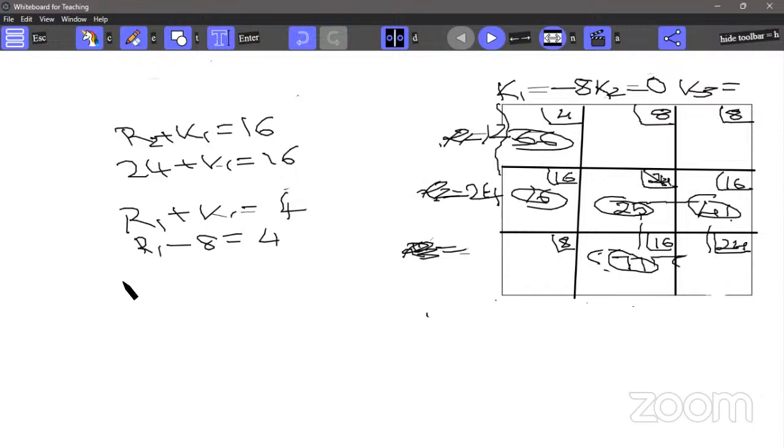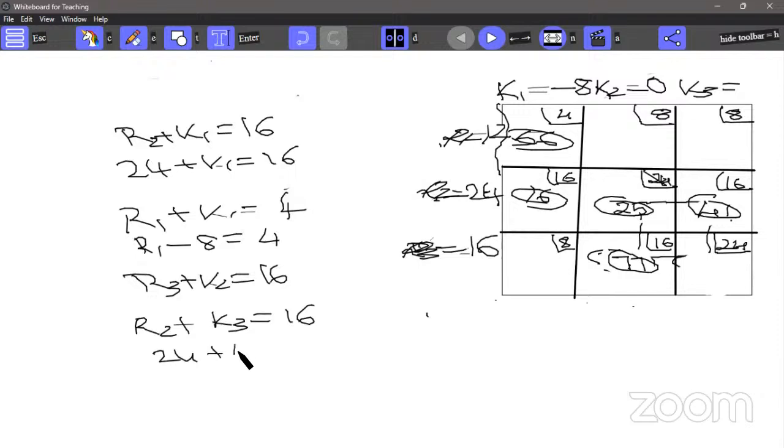R3 plus K2 is equal to 16. R3 is how much? 16. Then, can I make use of 41 stone? Yes, ma'am. R2 plus K3 is equal to 16. So how much is K3? Minus 24 plus K3 equal to 16. K3 is? -8. Very good.